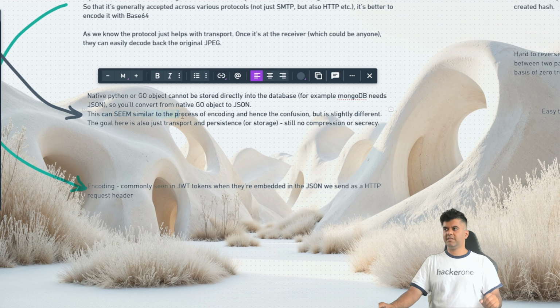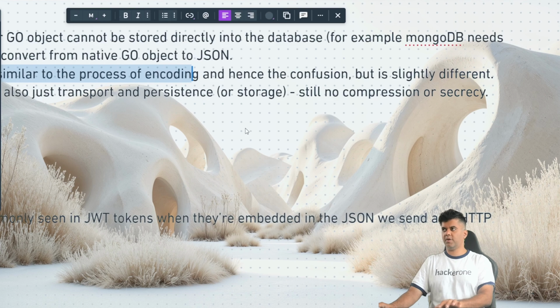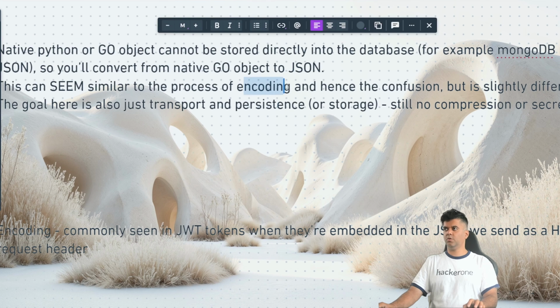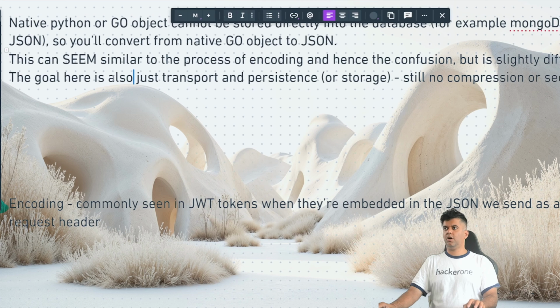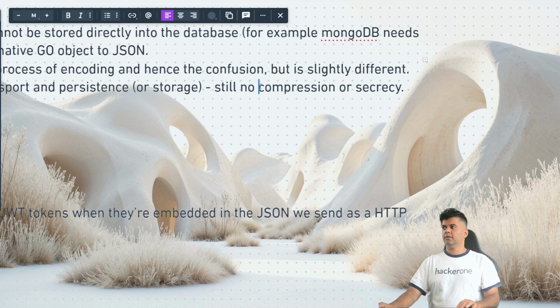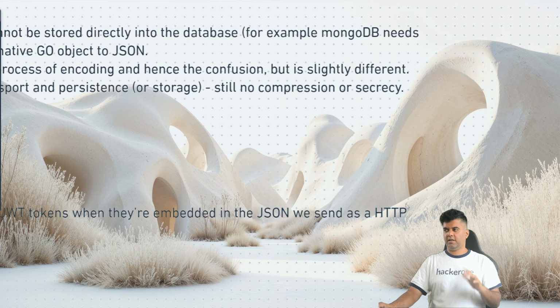Now, this can seem very similar to the process of encoding. And this is why a lot of people confuse encoding with serialization, but this is slightly different, okay? And the goal of serialization is also transportation and persistence. So in encoding, the goal is just transport, but with serialization, it's transport and persistence or storage. That means you would be storing the data in JSON format, for example, in a database. And that's why you want to convert it from the native Golang object or the native Python object into JSON. And there is no compression or secrecy in serialization, okay?